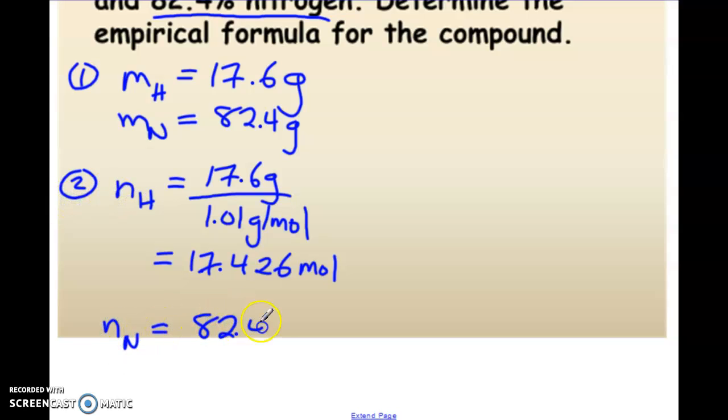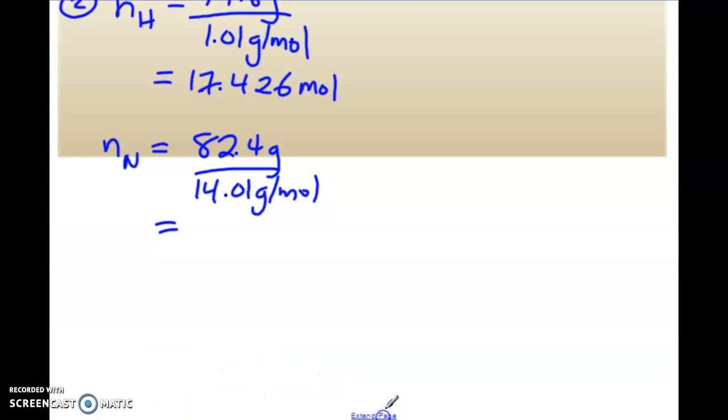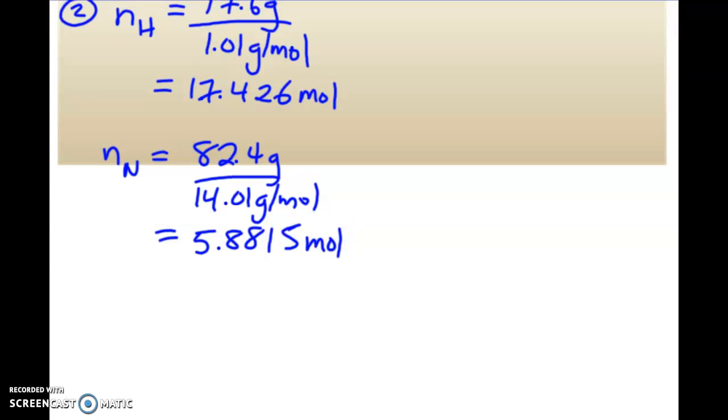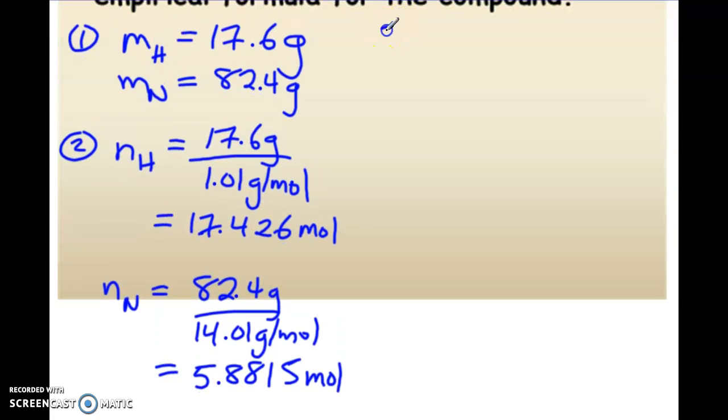Okay, we're going to do moles of nitrogen. So 82.4 grams divided by 14.01. So 82.4 divided by 14.01. So we have here 5.8815 moles. Okay, so step number 3, we're going to take our smaller value of moles, which is our nitrogen, and divide it with everything, including itself.